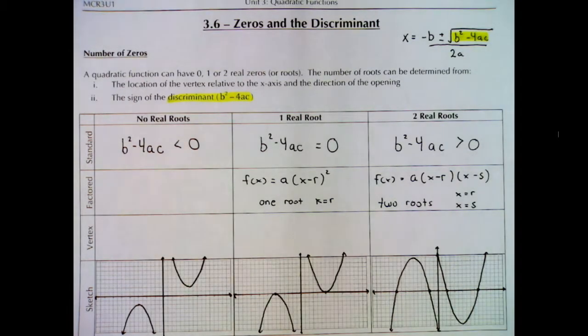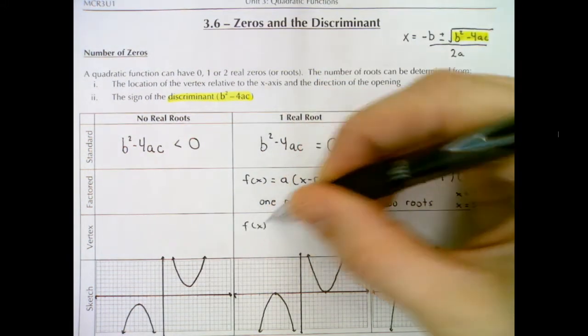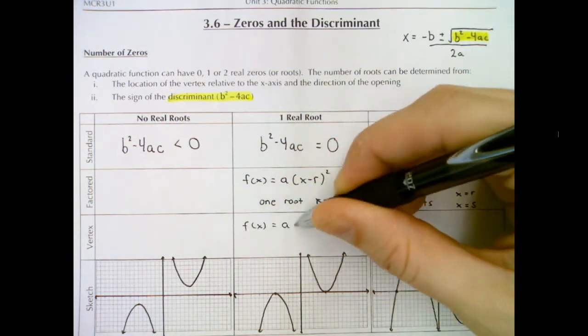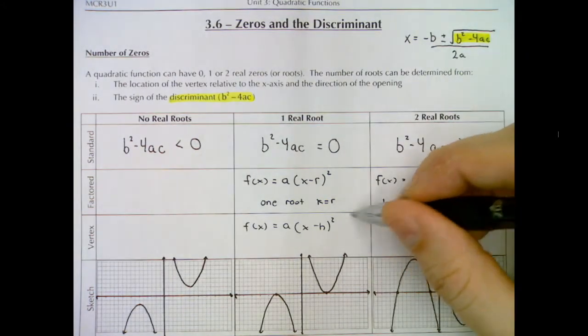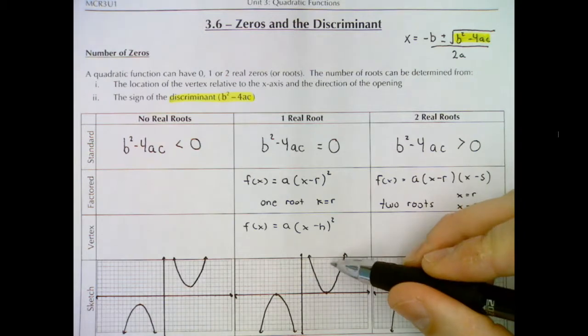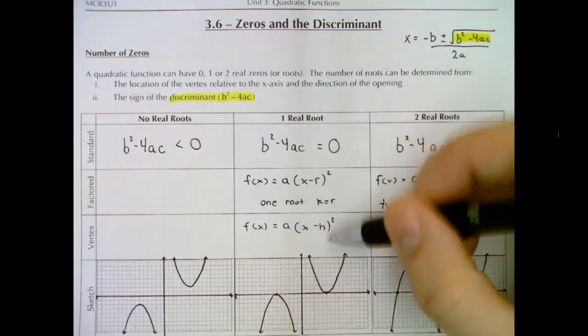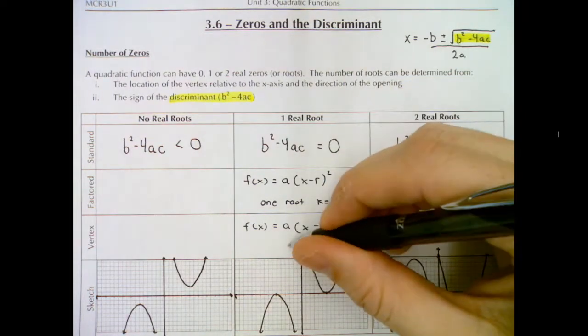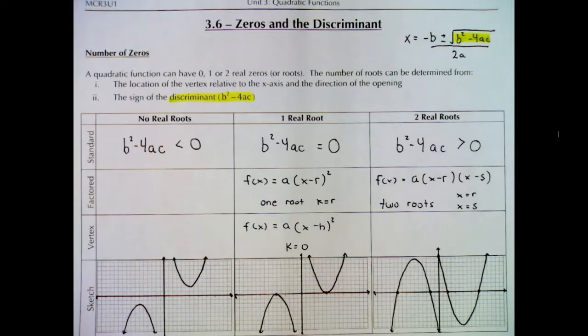Coincidentally, that looks a lot like vertex form. The reason it looks a lot like vertex form is because if you look at the one real root solution, it's the vertex that is the root. So vertex form would look the same too. I'm going to skip to this one. It would look like x minus h squared, and there would be no k because it wouldn't be shifted up or shifted down. So they actually look the same. H and r would represent the same number. So there's one real root when it's in vertex form if the k is 0, if it's not shifted up or down.